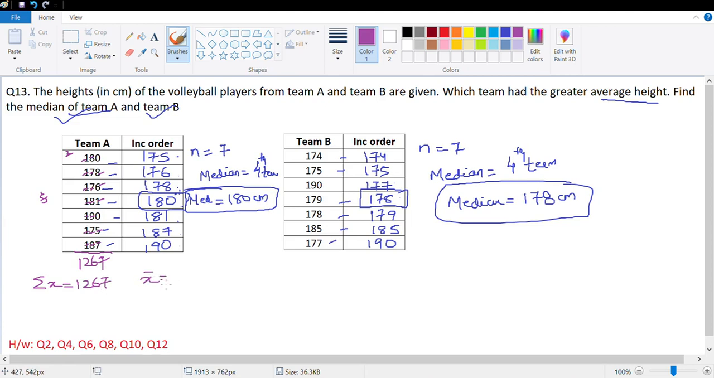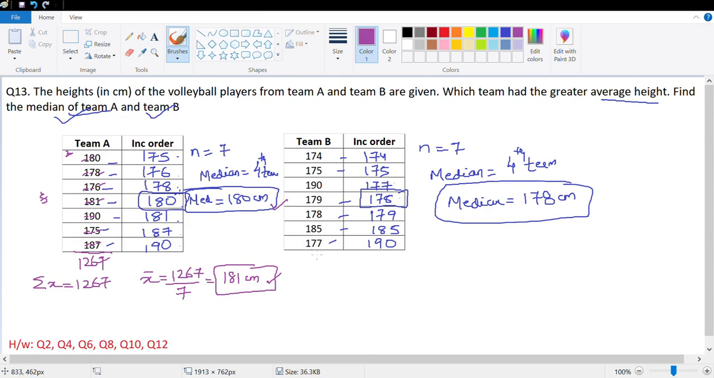Mean will be equal to 1267 upon 7. That's the number of volleyball players. So that would be 7 into 1, 7, 56. So that's 7 into 8, 56. Remaining 7. So 181 centimeter. So median was 180, mean is 181. This is for team A.